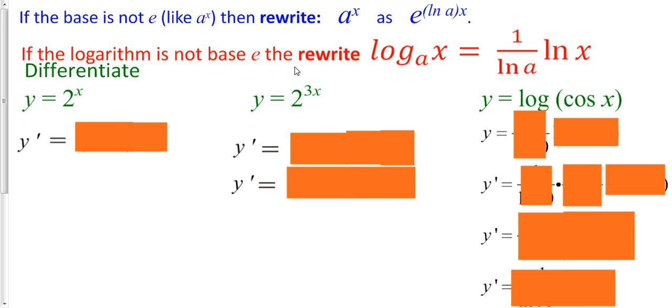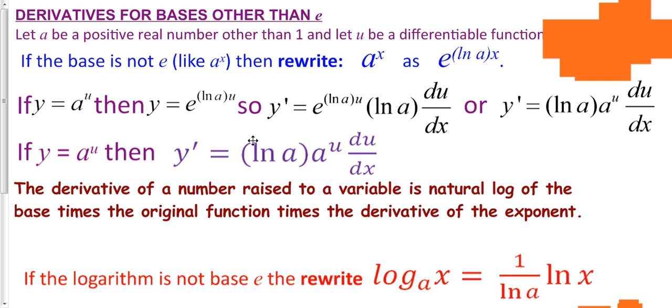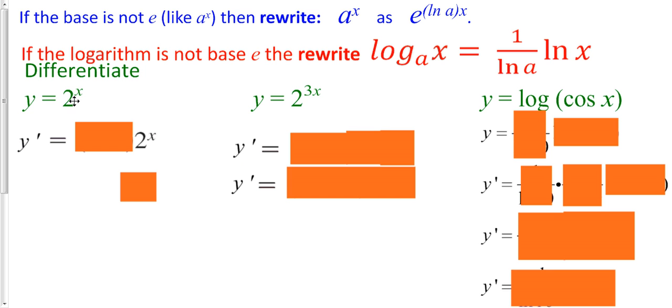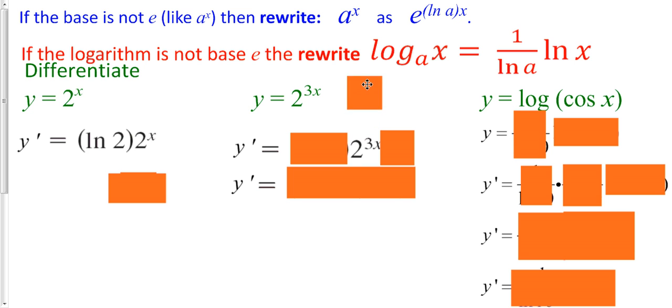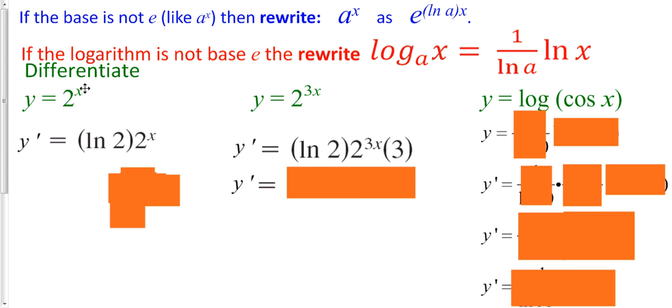So let's go ahead then and differentiate this. It's 2 to a power, so you're going to have 2 to that power, but remember, we have to then multiply it by the natural log of our base. Same idea here. We're still going to have our original function, but we got to multiply it by the natural log of our base, and then multiply it by the derivative of the exponent. We didn't do that over here because the derivative of our exponent was 1, so we didn't need to.